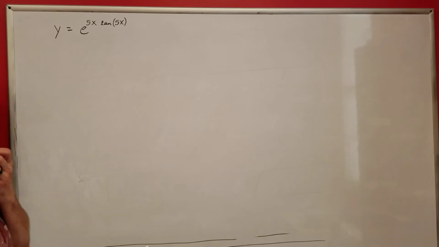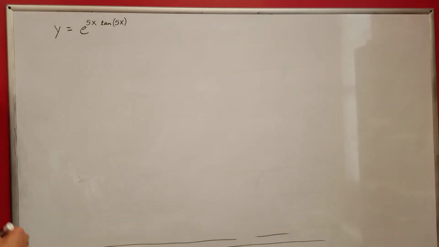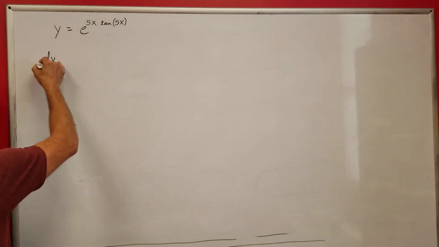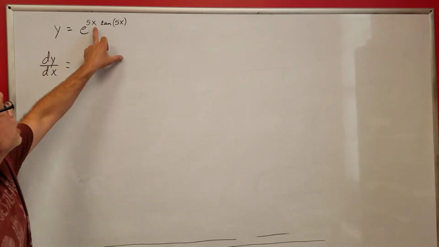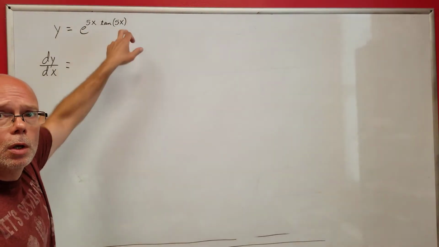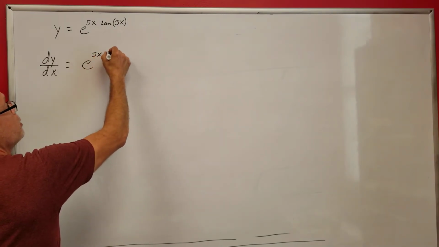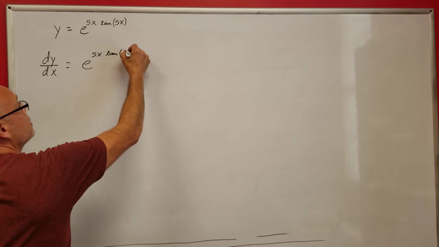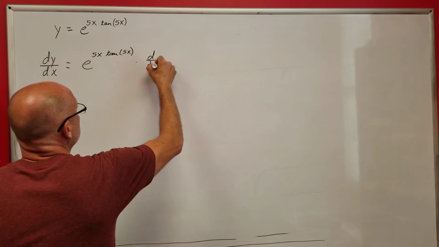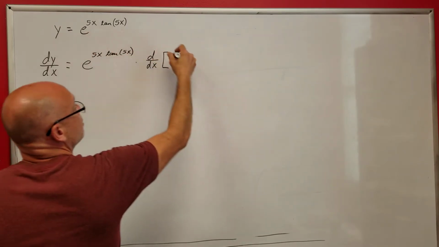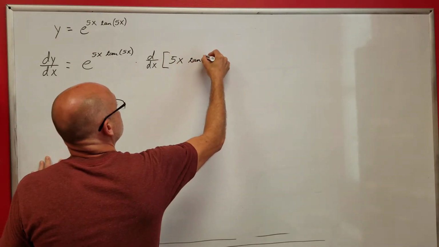All right, so let's say we have y is equal to e to the 5x tangent of 5x, and I want to take the derivative of this, dy over dx, the derivative of y with respect to x. Now notice, all this is the exponent. So what's the derivative of e to an exponent? E to the exponent, so I'm just going to copy down what I have here: e to the exponent times the derivative of the exponent, d over dx of this exponent, 5x times the tangent of 5x.